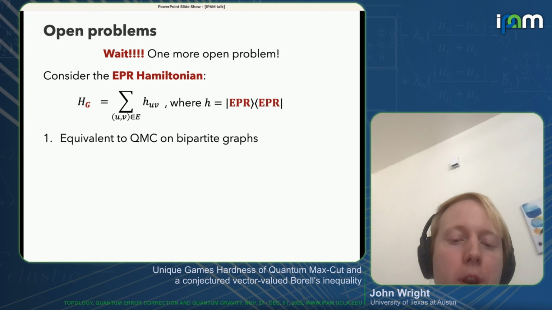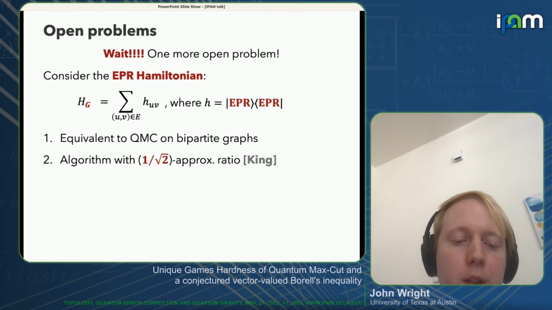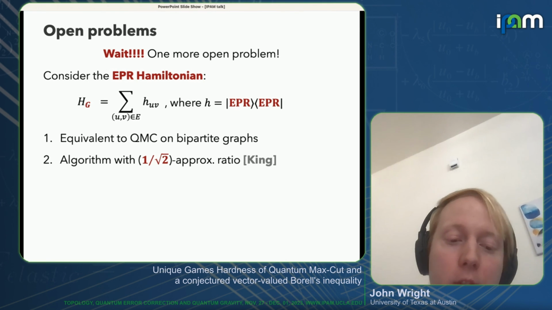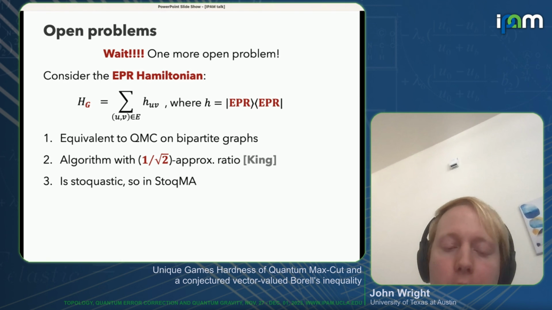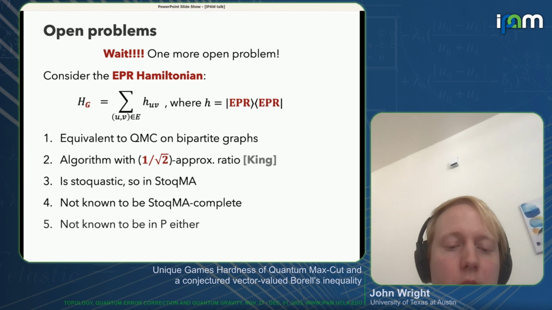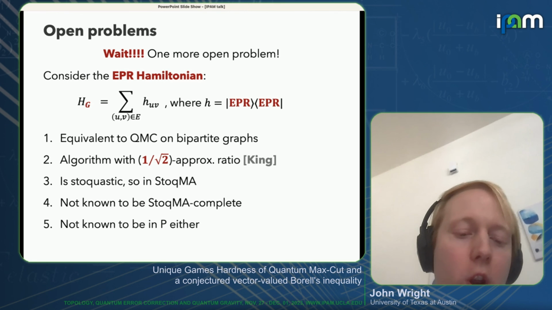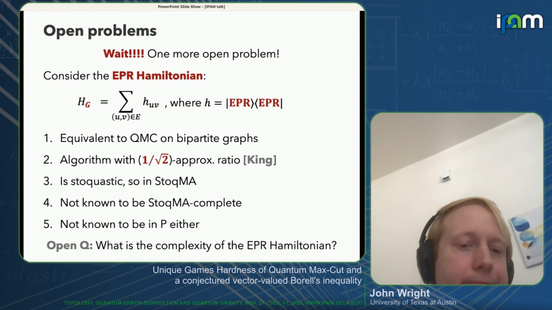We know of an algorithm with an approximation ratio of 1/√2 due to King, Wright and King. This Hamiltonian is a stoquastic Hamiltonian, so it's not a general QMA-complete Hamiltonian. It's in StoqMA, but it's also not known to be StoqMA-complete. It's also not known to be in P either. So I think this is a great open question. What is the complexity of this Hamiltonian? Is it in P? Is it StoqMA-complete? And if it is, what is the best approximation we can get for it?